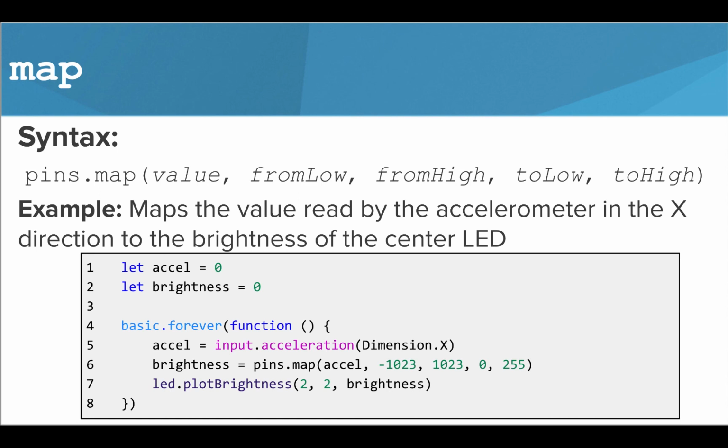We can use the map function to map an acceleration value to a new range so that it can be used to control the brightness of an LED. Now it's your turn to use this information to develop programs of your own.